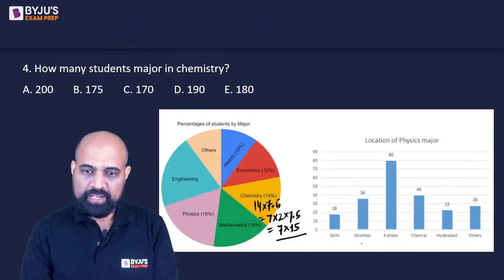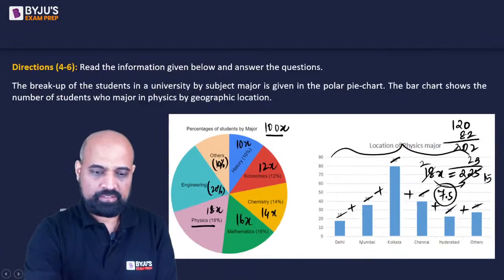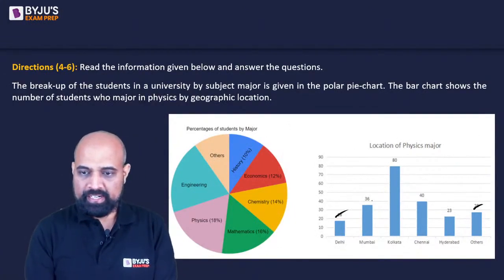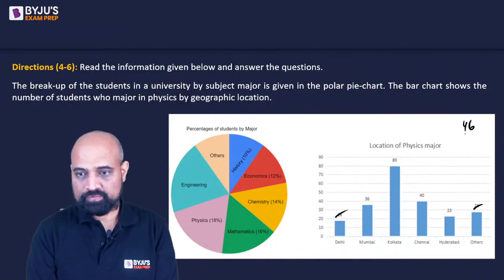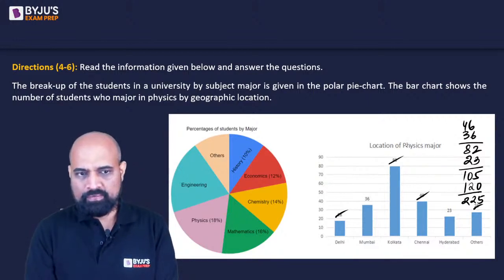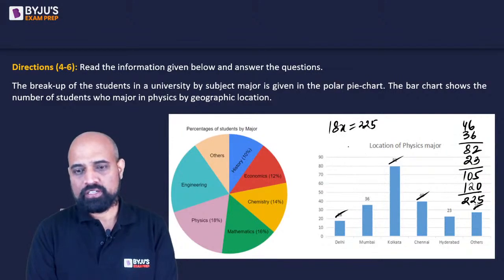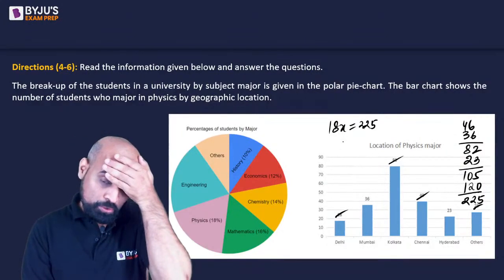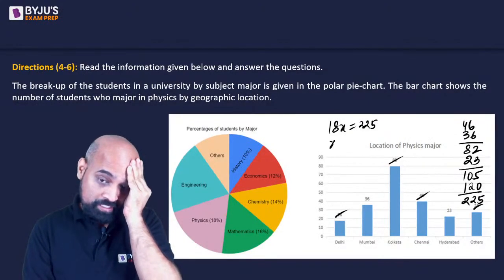Mistake किया क्या? 28 and 18. 28 and 18 is 46. 36, 82, 23, 105, 120, 225. And 18x is 225. मेरे को लग रहा है मैंने calculation mistake करी है. Oh, 18x is 225, so x is not 7.5, no, x is 9.5.